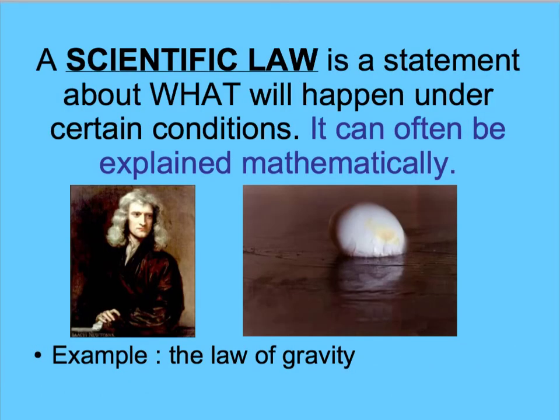So a scientific law is a statement about what will happen under certain conditions. We know that it will happen every single time, and it can be proved mathematically. An example of this would be the law of gravity.